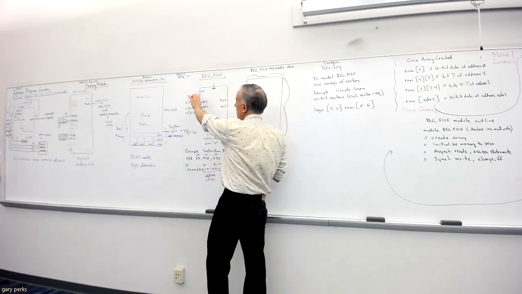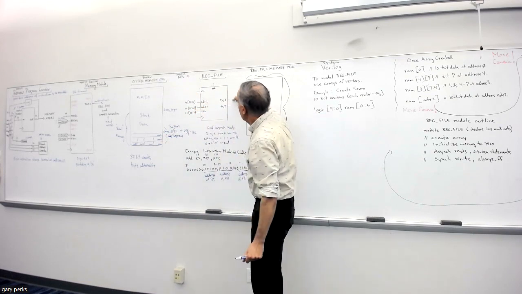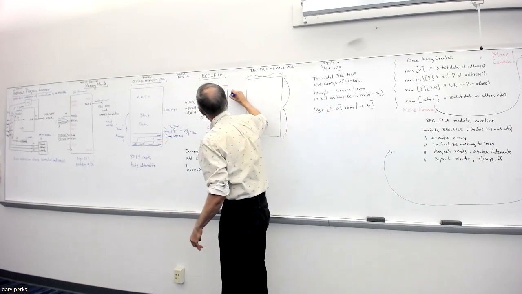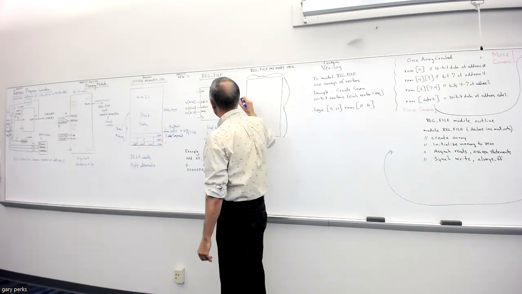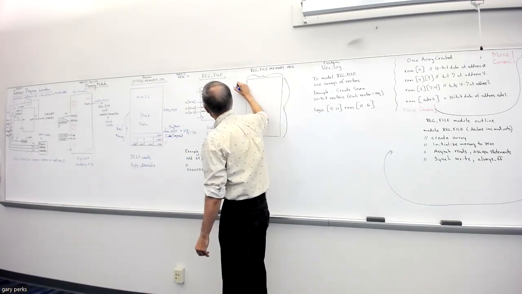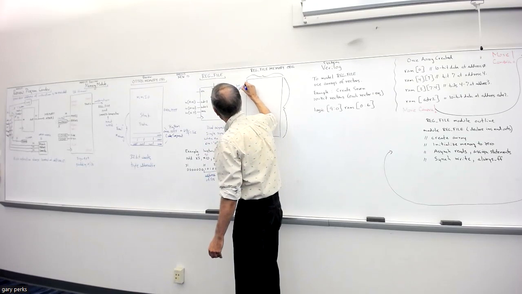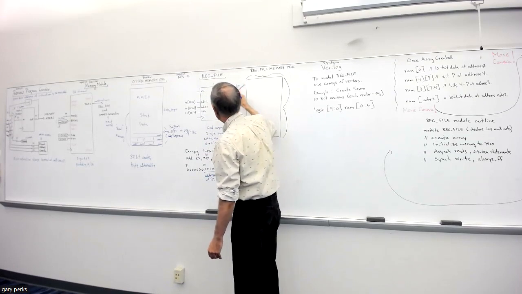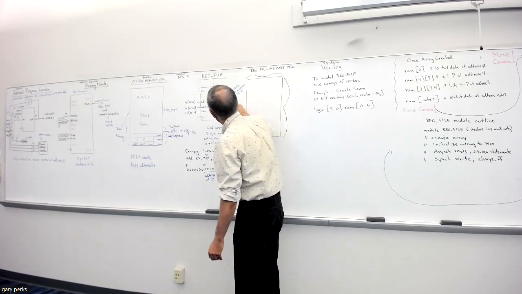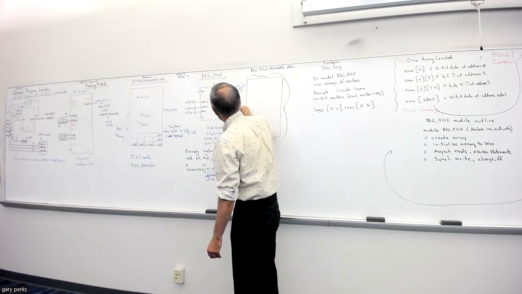So, when you're reading, the data at RS1 is going to be the data at the address between bits 19 and 15. And then RS2, that's where your data has address bits 24 to 20.